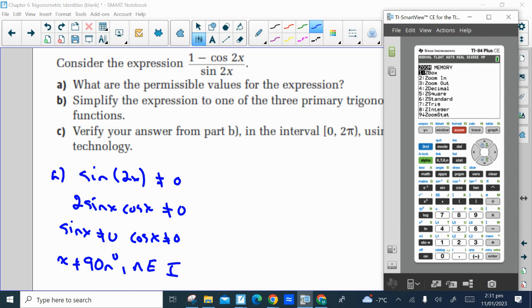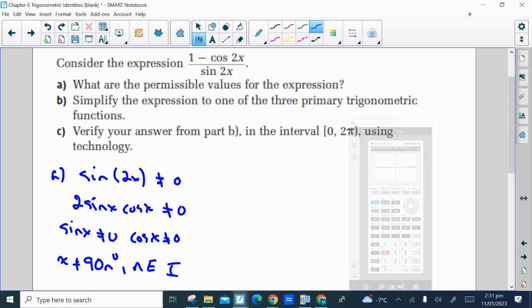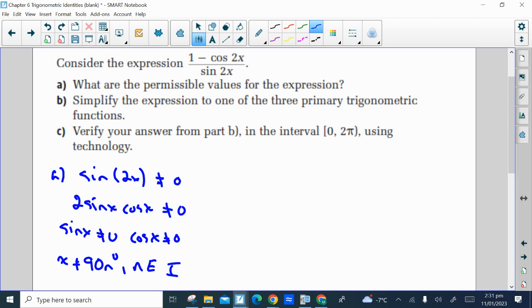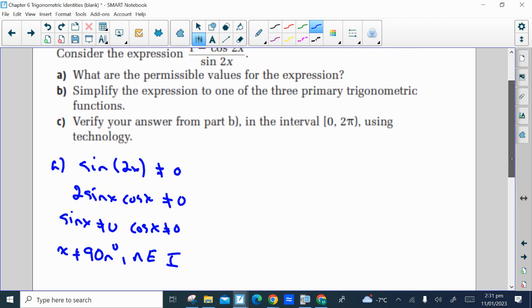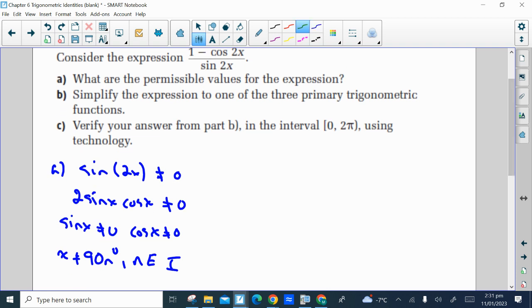It's hard to see, but there's a break in the graph there. Sometimes if we choose zoom decimal, I'm not sure if this will work or not. Yeah, it won't, because it changes the mode. I was trying to get a little bit closer look at what's happening at 0 and 180, I should say, to see if we can see the point of discontinuity, but can't. All right, so we've done part A. Part B, we want to simplify this expression.